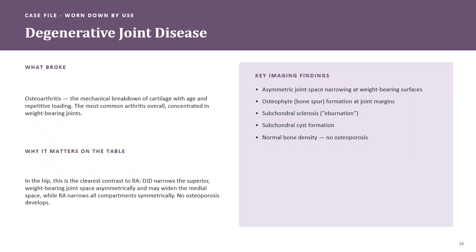Increased stress beneath the cartilage will produce what we call subchondral sclerosis, sometimes described as hibernation. Cysts may also form, and the overall bone density is usually normal or increased rather than osteoporotic. For you as the technologist, DJD is something that will be common for us to see. It does sometimes limit the patient's positioning.